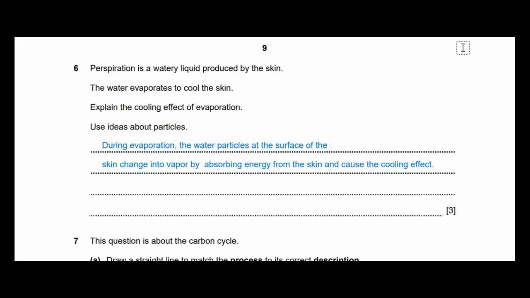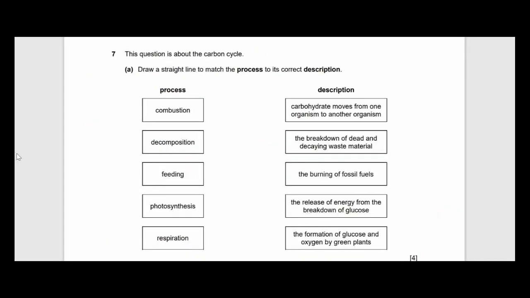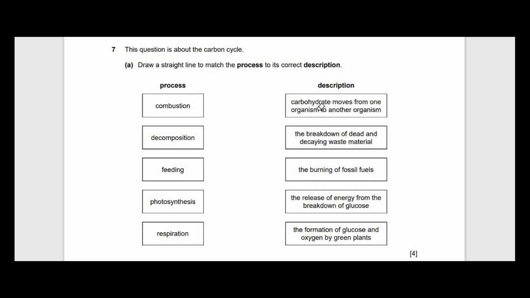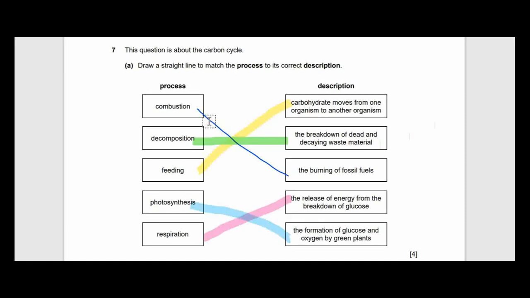Right, next question 7. This question is about the carbon cycle. Draw a straight line to match the process to its correct description, 1, 2, 3, 4, 5 to 1, 2, 3, 4, 5. 10 seconds. 10, 9, 8, 7, 6, 5, 4, 3, 2, 1. You may pause if you have not finished. Let's open up the answer now. Right, this is the correct answer.